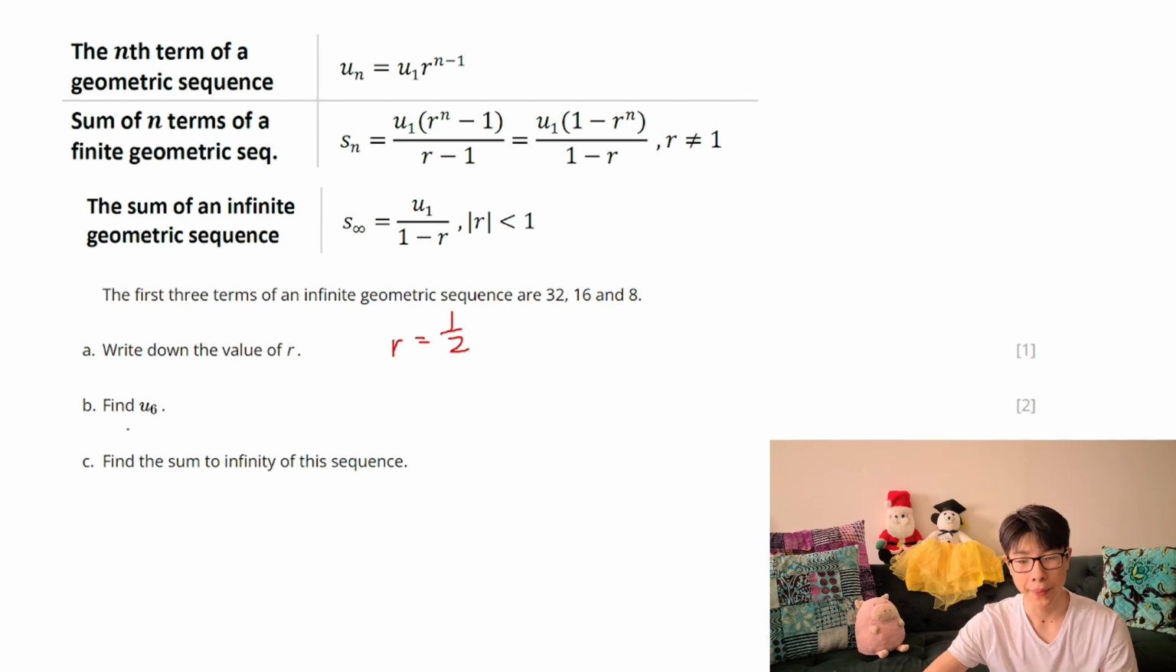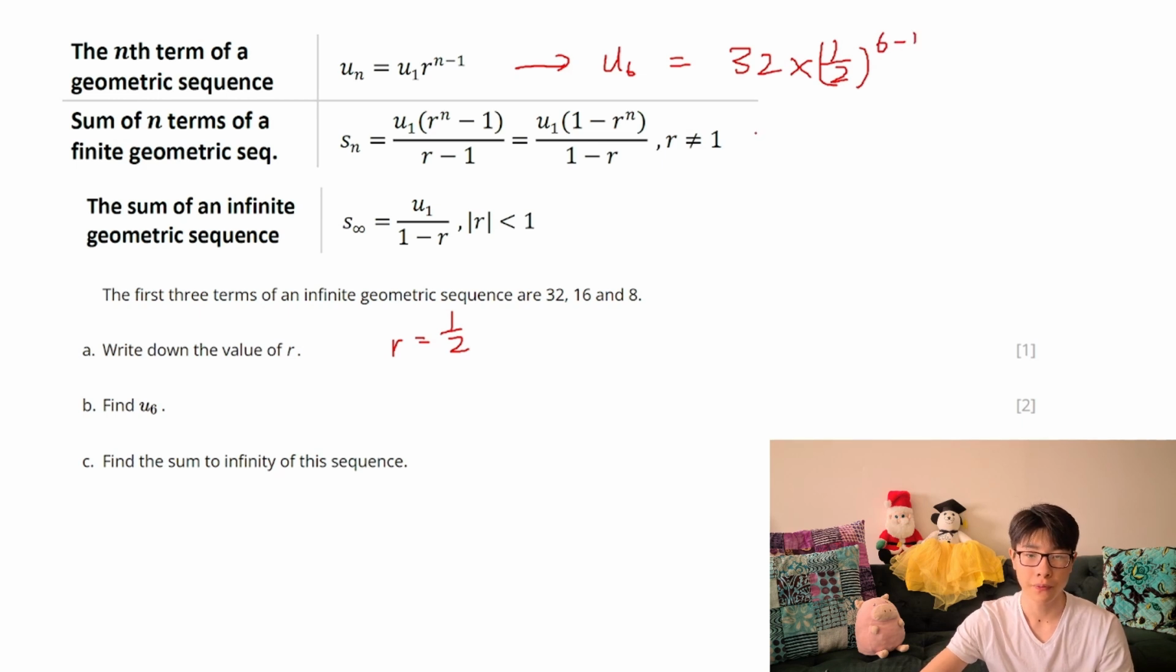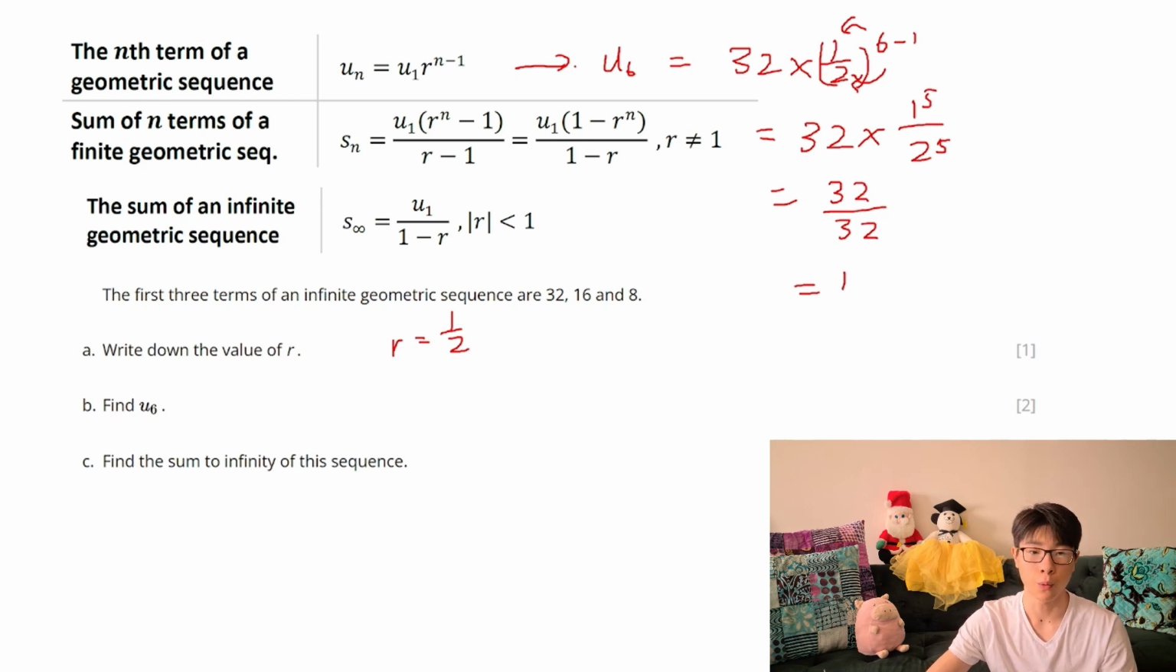Part B, find U6. So we want to be using this equation to look for the nth term, and in this case, the 6th term. The U6, we want to find what it is. U1 is 32 multiplied by R. Our common ratio we just found is a half. And n will be 6 minus 1 because we're looking for the 6th term. Therefore, it will be 32 multiplied by 1 to the power of 5 on top of 2 to the power of 5. That's the power distributions. We distribute the powers. And here will be 32 on top of 32, giving us 1. So the 6th term will actually be 1.